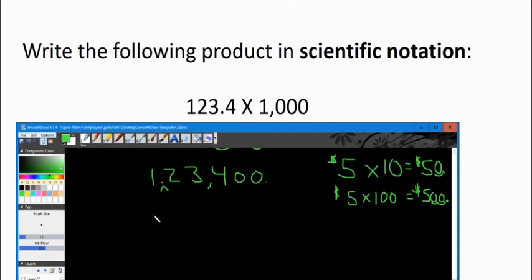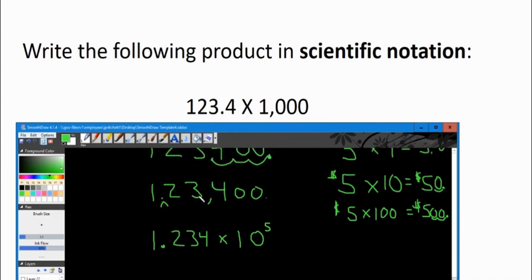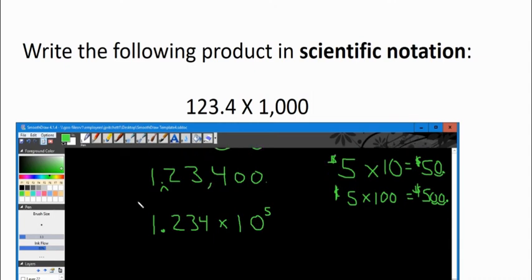So let's write our number. It's going to be 1.234, and that certainly fits our criteria, times 10. And our exponent, well, how many places did we move that decimal? Went from here, 1, 2, 3, 4, 5. Now, does the exponent need to be positive or negative? It's pretty safe to say that this number represented here, 123,400, is greater than 1, so it's going to stay a positive exponent. And that is our answer.